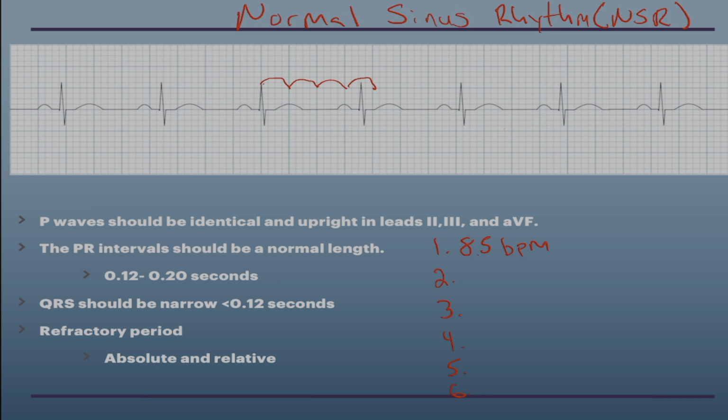The next question is, is it regular or is it irregular? Well, I can look at this right off the bat and tell that this is a regular rhythm. I don't see any dropped beats. The intervals between the R waves look consistent. Same for the P waves. See how they're consistent? We could take our calipers and march that out and measure that to know for sure that it's regular. But from here, we can tell from looking at it that this is a regular rhythm.